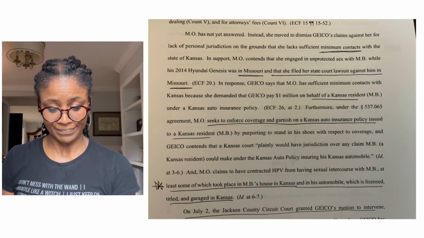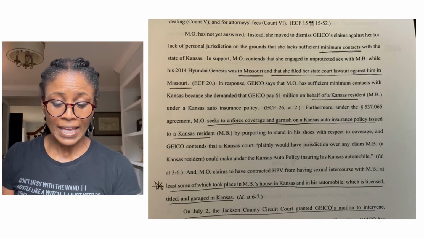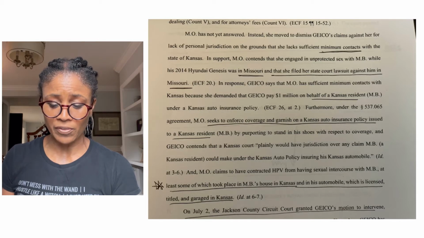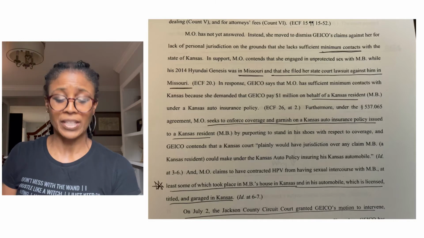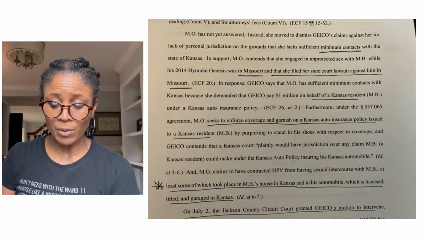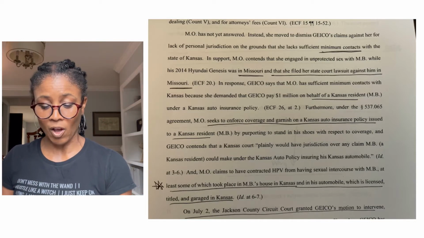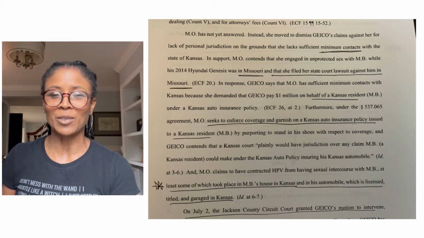Here's the other thing. It says MO claims to have contracted HPV from having sex, but apparently some of it took place in MB's house in Kansas and in this automobile, which is licensed, titled, and garaged in Kansas. So even though there were these times when they were in Missouri, apparently they spent some time in Kansas too. Geico's alleging this is enough contact, and the whole contact thing is just feeling like a pun here with me.